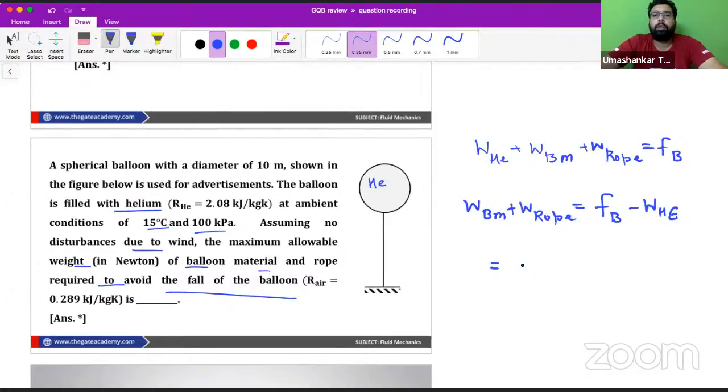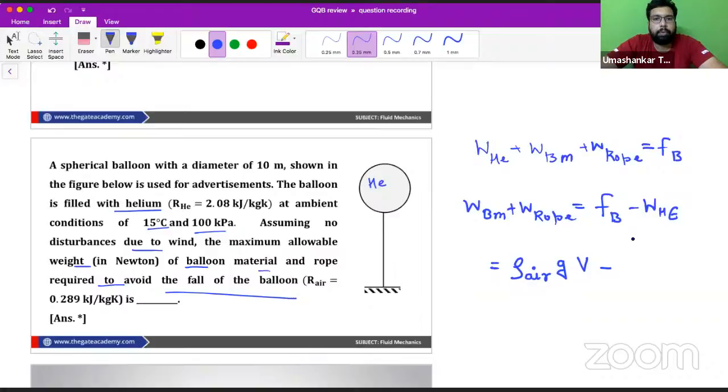The buoyant force, we know, is the weight of the liquid displaced by the immersed portion of the object. So this is fully submerged. First of all, what fluid is it displacing? It is displacing the air. So I must use the density of the air into g into the volume of this balloon. So this much is the buoyant force minus the weight of the helium.